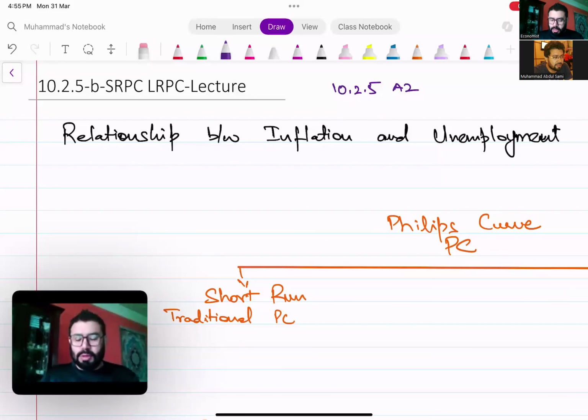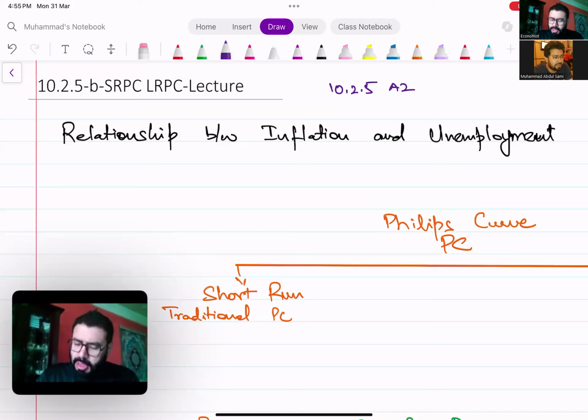Hello everyone. In today's lecture, it's about the short-run Phillips curve and the long-run Phillips curve. It actually tells you about the relationship between inflation and unemployment. And as far as the A2 economics syllabus is concerned, it's connected with 10.2.5. So here we go. First, we have to know what is meant by the term inflation.